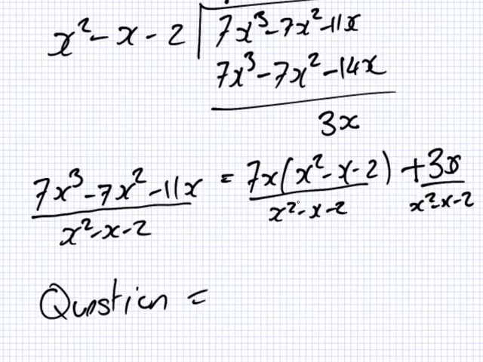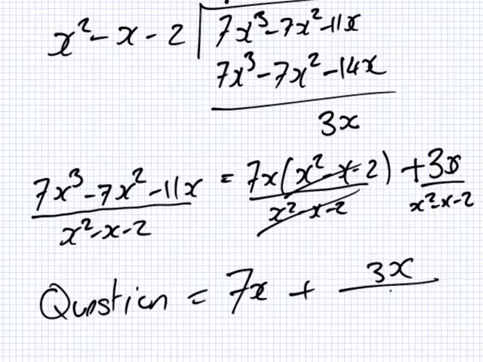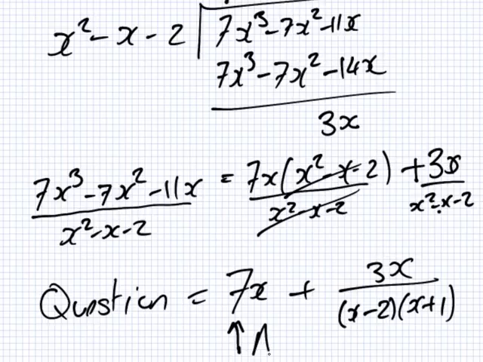What happens here? They cancel. So 7x plus 3x over, this has factors, x minus 2, x plus 1. So again, you can see that the a is 7. I think most people did it this way, wasn't it? Okay, so now on to getting the b and the c.